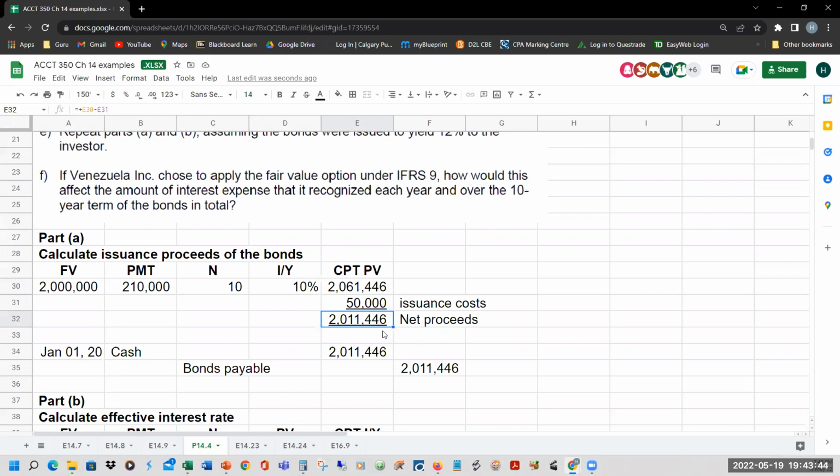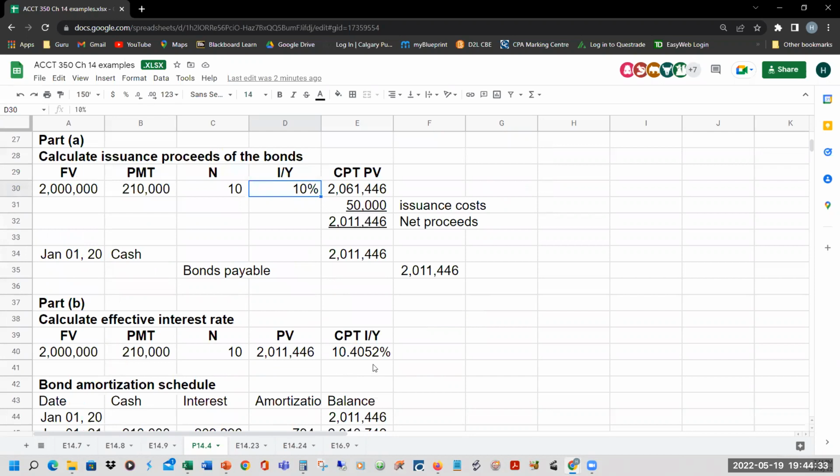We are only recording the bond payable liability for $2,011,446. So for purposes of calculating interest expense into the future and amortizing the bond premium, as the case here, we need to calculate the effective interest rate. The effective interest rate is not 10%. Because what has crept into the big picture is the fact that we had to capitalize the issuance cost. You have to calculate the interest rate at which we can amortize the premium of $11,446.